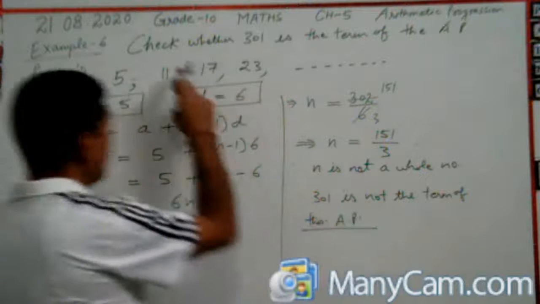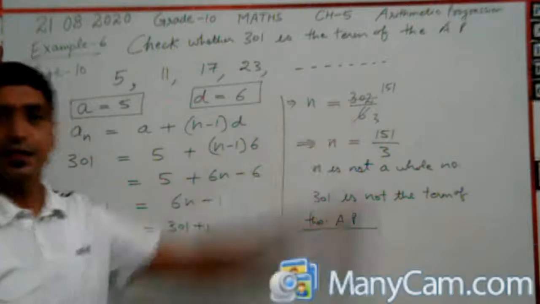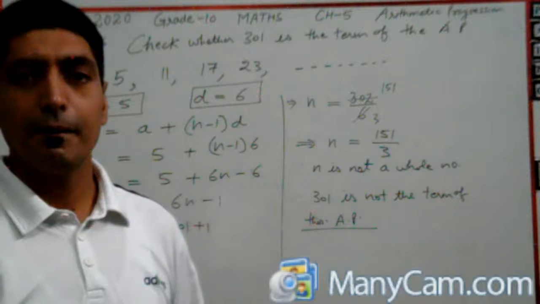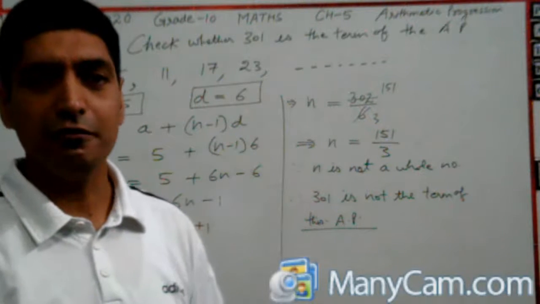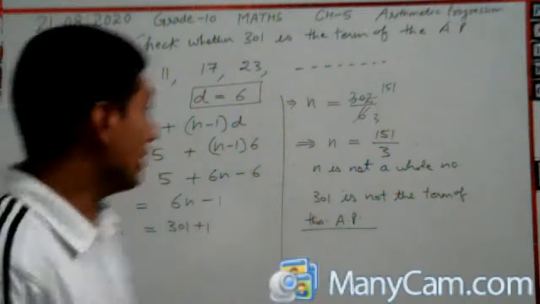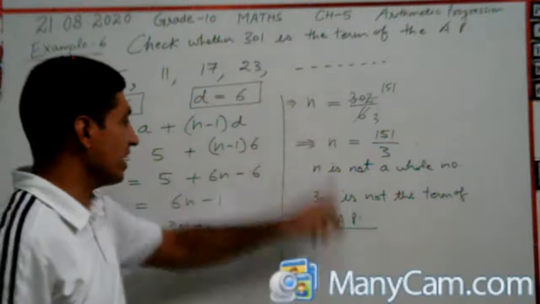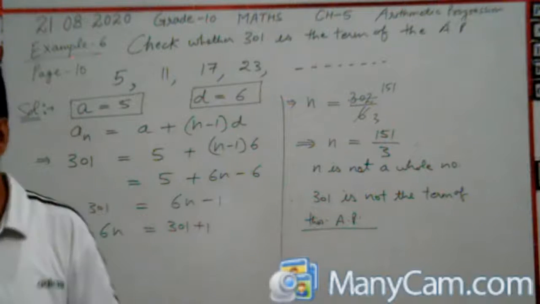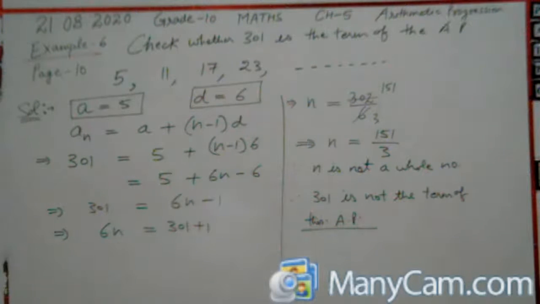बेटा, इस AP में कहीं भी हमारे पास in future, in subsequent terms, 301 will not come. It will not come, or we can say 301 is not a term of this AP. इस AP की term नहीं होगी, right? Sir, please, okay. Now come to the seventh.